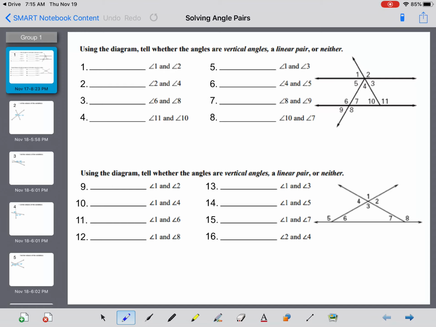And on the first one, we have two diagrams on the right-hand side, and all they want to know is whether the pair of angles that they provide are vertical angles, a linear pair, or neither. Okay, so if you take a look, we have angle 1 and angle 2 for our first question. And angle 1 and angle 2 actually create a straight line. Okay, those are a linear pair.